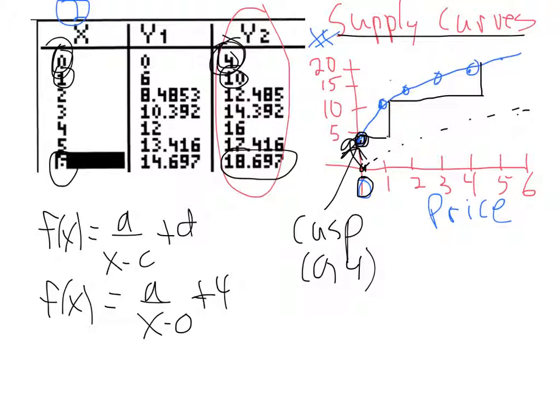So you can see in this case, when we went over by 1, from 4 to 10, we went up by 6. And then when we went over by 3, we went up by, perfect, 6 again. So we know our a value is 6 in this case.